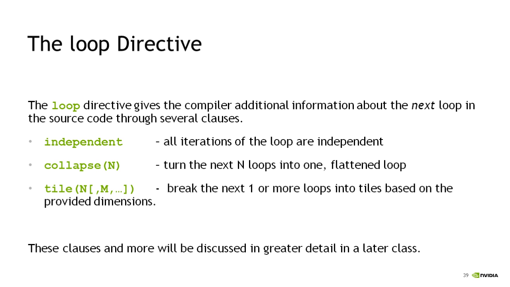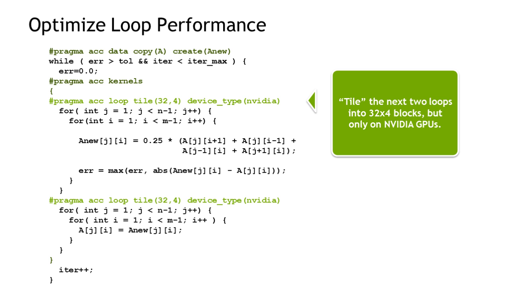So I'll show you that in our code. It turns out that if I tell the compiler to tile the j and i loops, in this case it's going to tile by 32. So I'll take 32 iterations of the j loop and 4 iterations of the i loop and generate tiles with them and operate on those. And that turns out to be the best way to run this on an NVIDIA GPU.